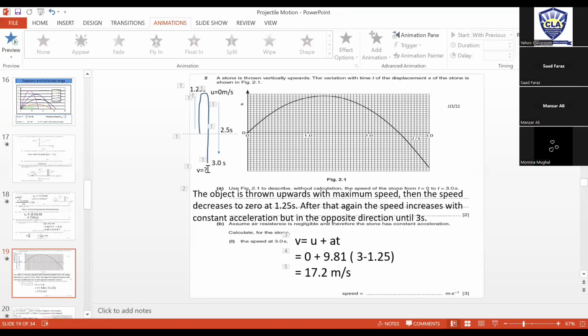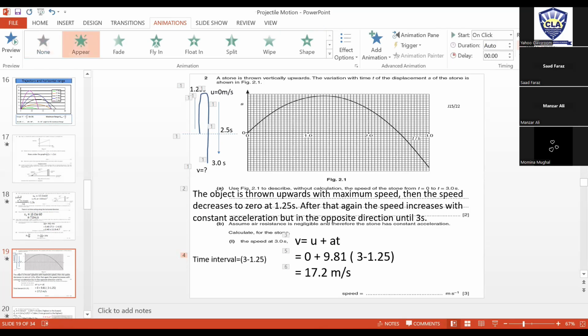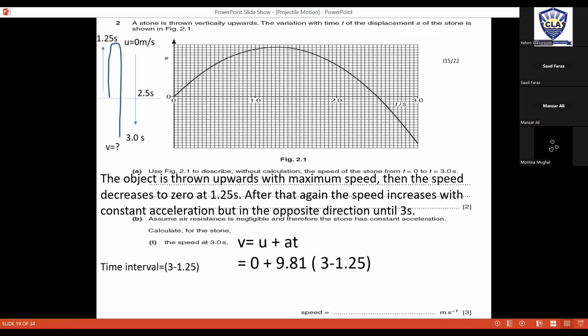Just give me 1 second. I think time interval मैं जरा इसको separate कर देता हूँ. This is the time interval. ये मैंने यूज किया है. So from there, I can find out the value of speed by simply applying the concept of motion under gravity.